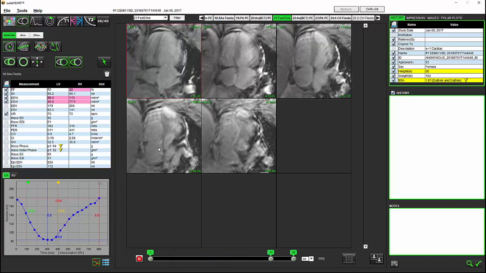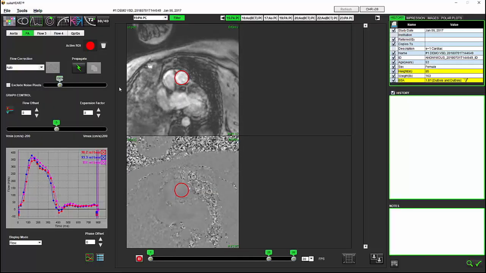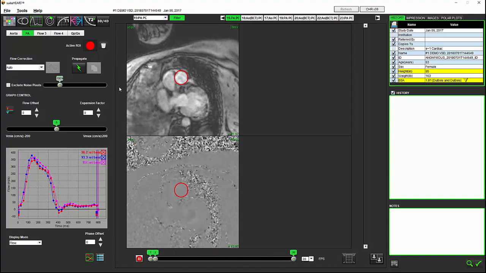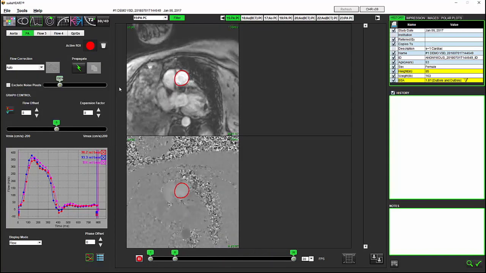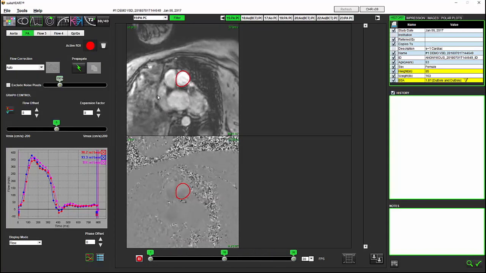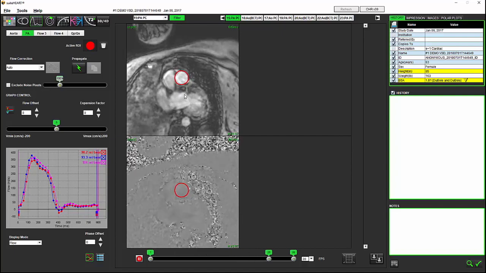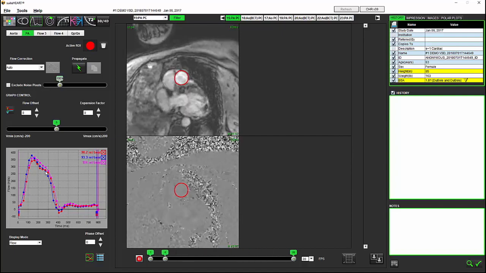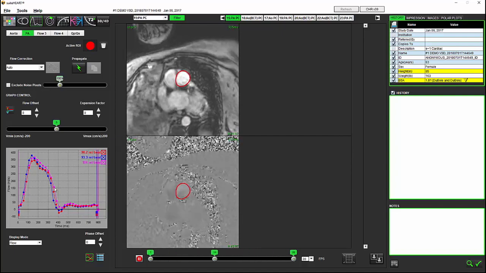Now if we want to quantify the flow, we can just go to the flow module here, and these were automatically done with pre-processing. You can see the image quality is not so great, but that the computer nicely identified the pulmonary artery, and we made 3 separate measurements that were reasonably consistent.